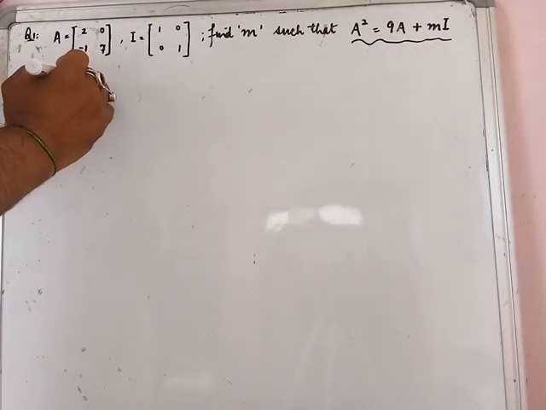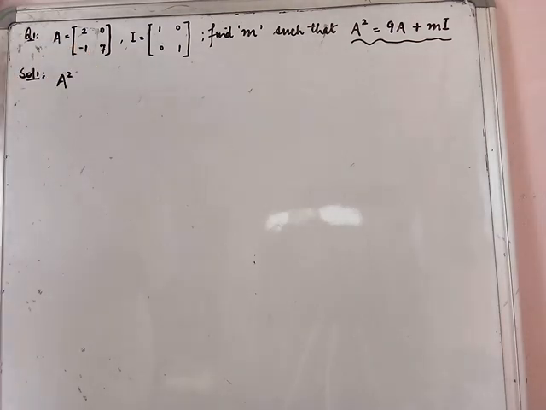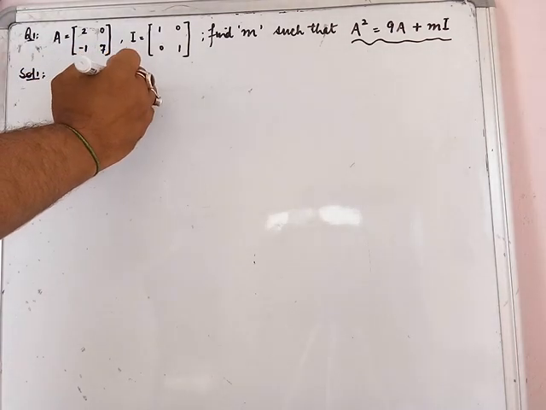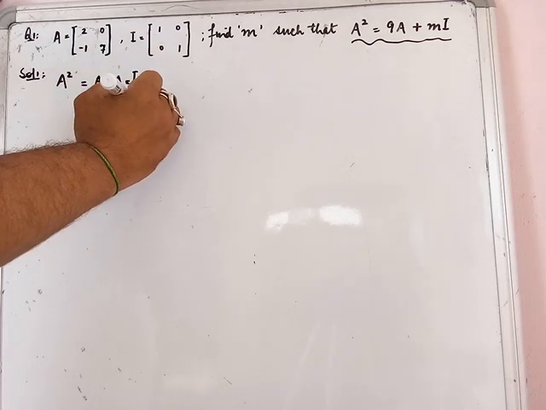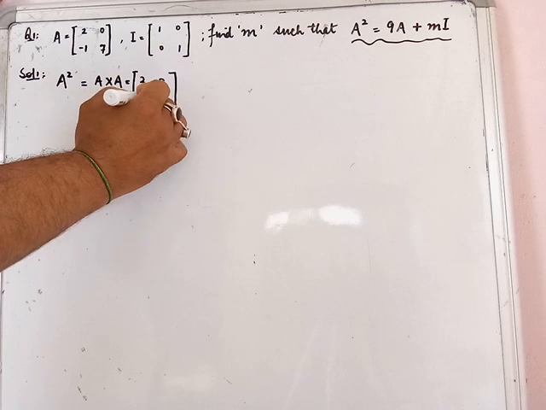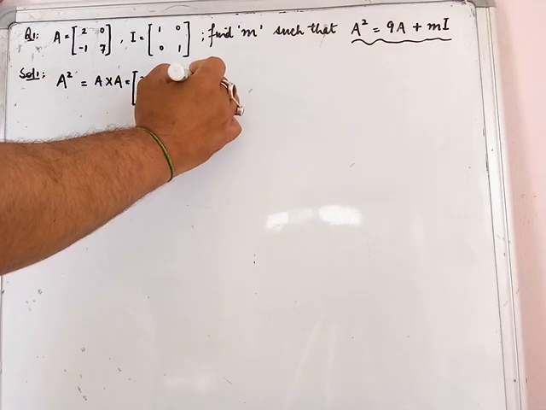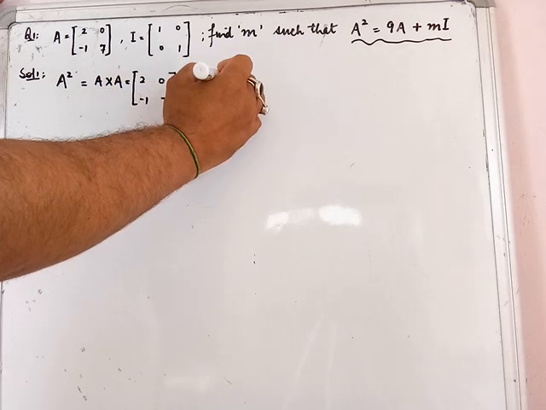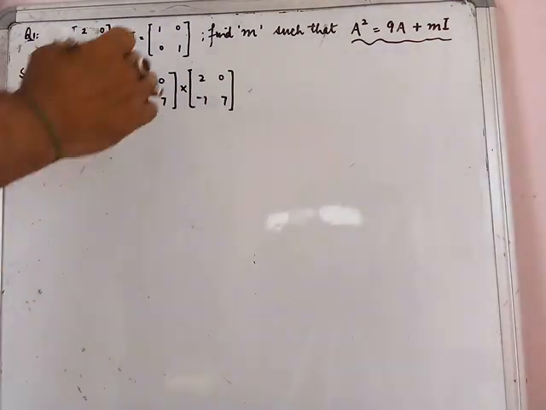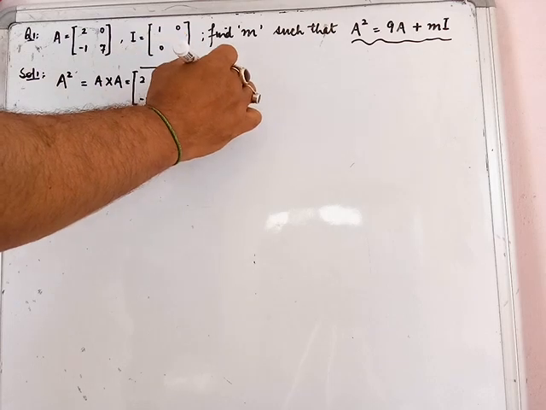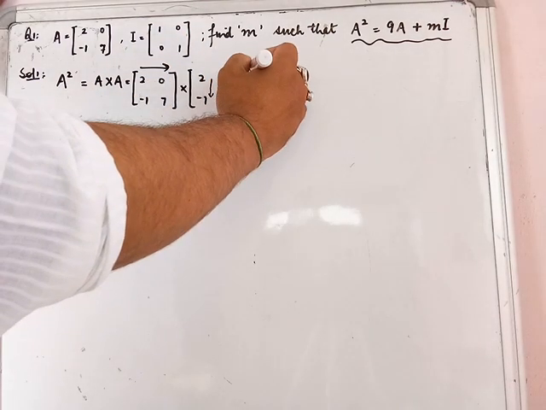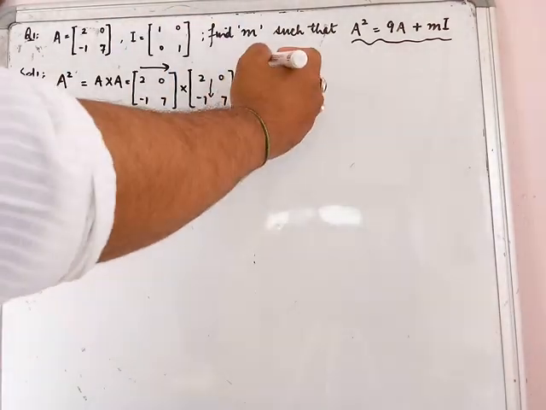Okay, so the very first thing that you will do is you will calculate A square. So A square obviously means A multiplied by A. So where are the two matrices? The two matrices are same, 2 0 minus 1 7 here, multiplied by 2 0 minus 1 and 7 here. Okay, so again row wise here, column wise here. So let us quickly calculate these values.